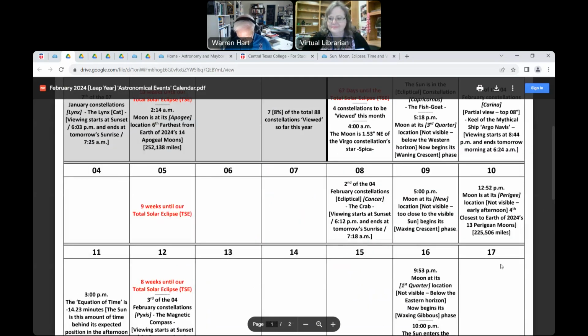And we're going to have another thing on Saturday the 10th, which is our perigee. It's also going to be not visible. It's below, I believe, the horizon. And it's the fourth closest of the perigees. There's 13 of them for the 24th. And that's what we have here.